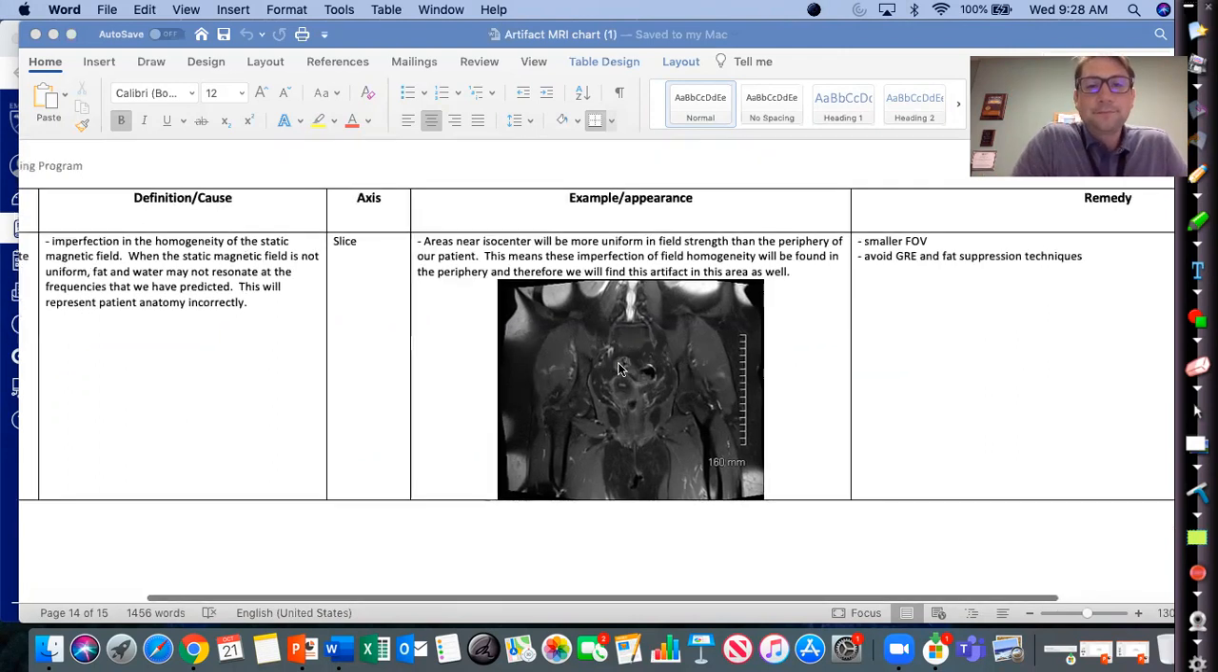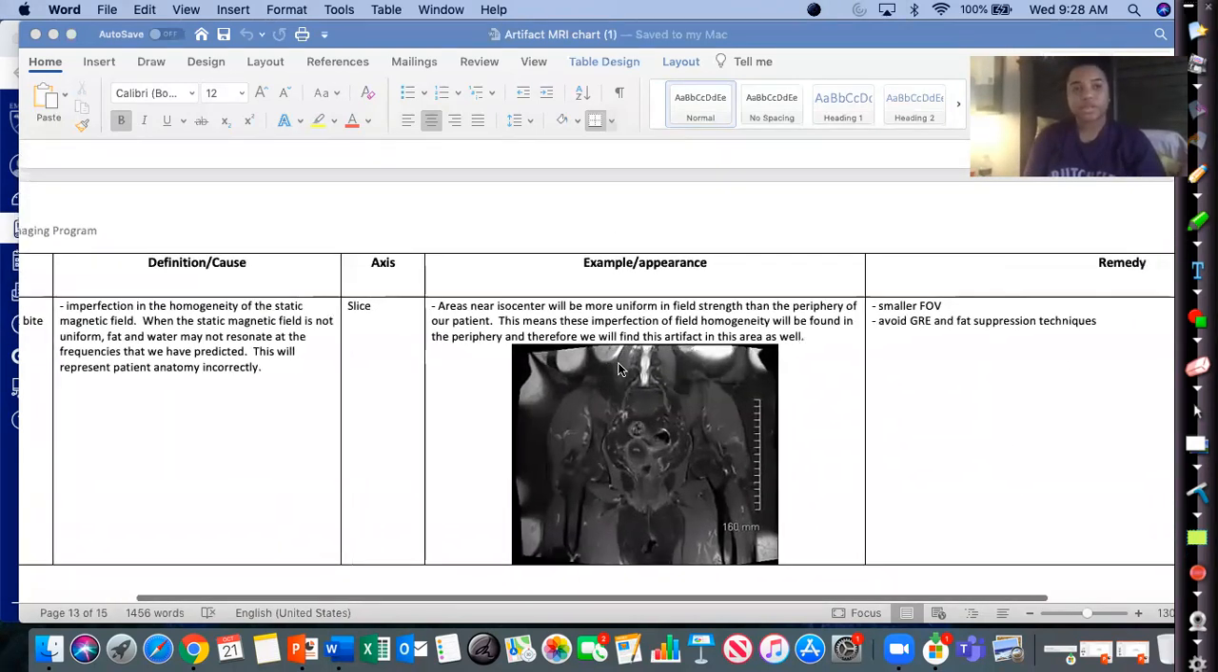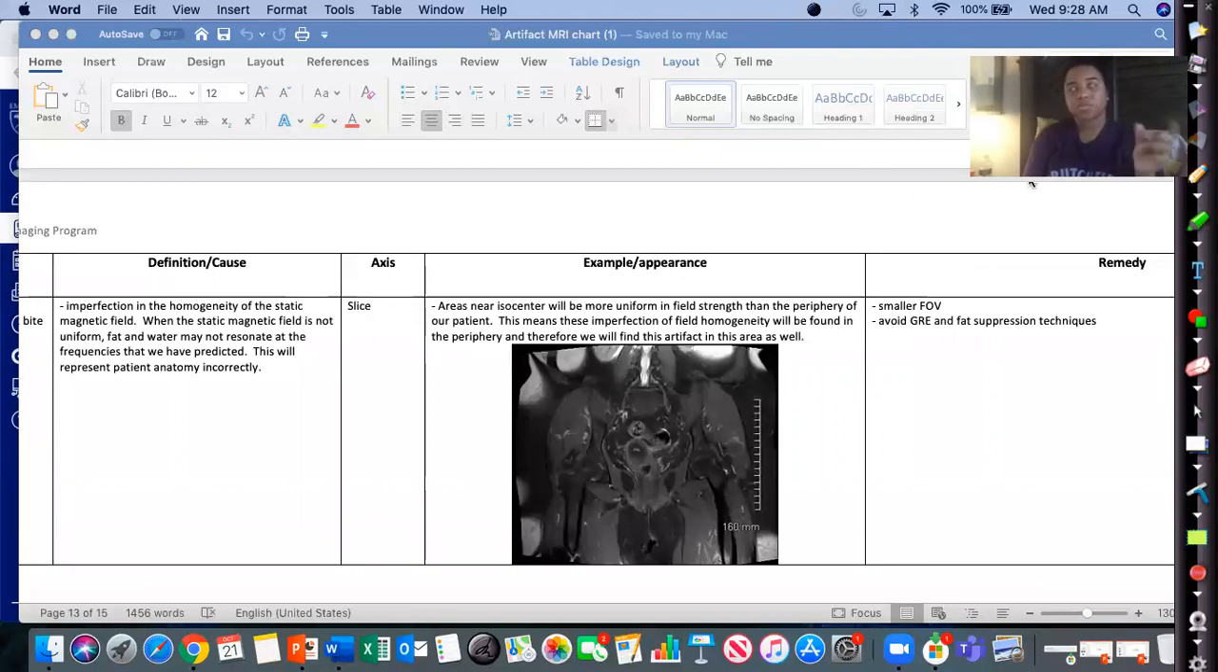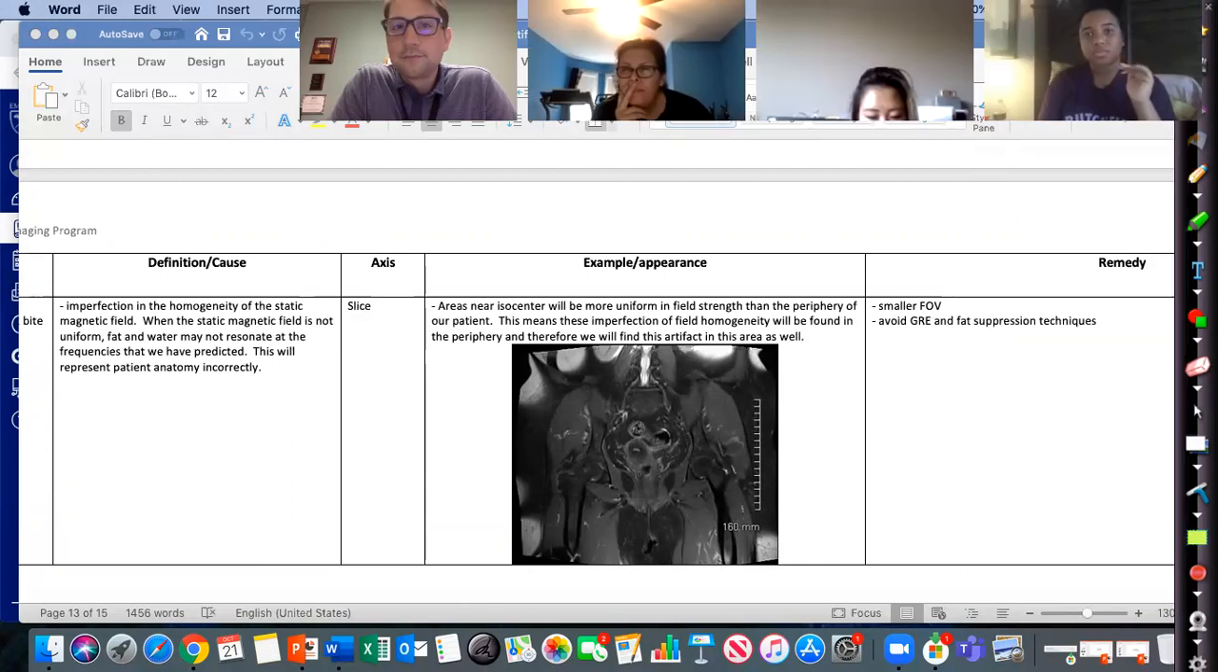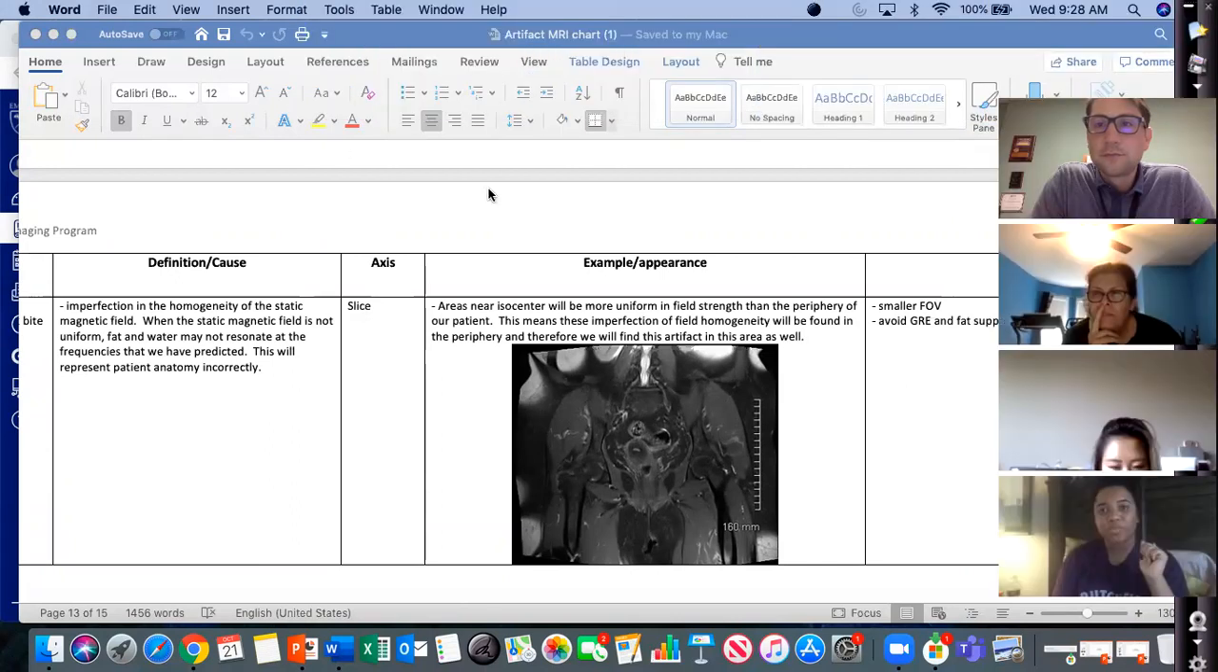Okay. So is this the artifact where you see when the little box pops up about the, I don't know what it's called, like when water and fat is.